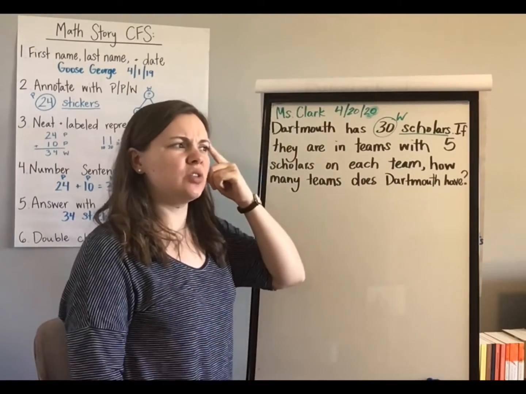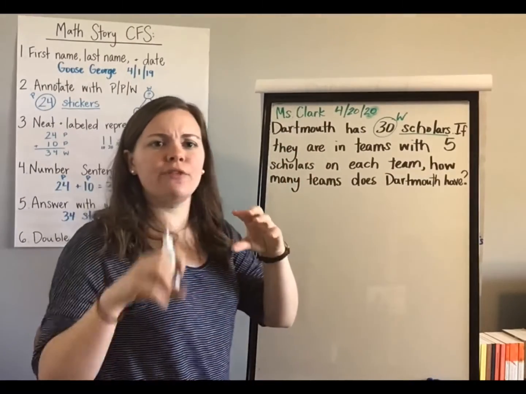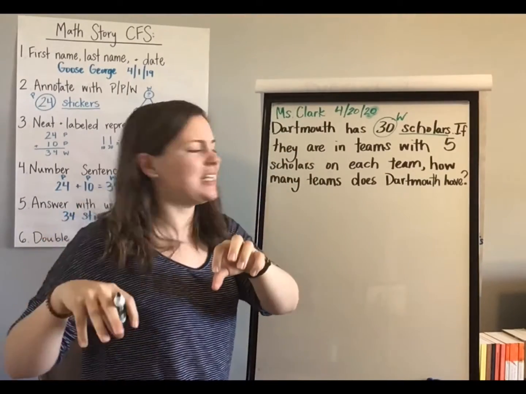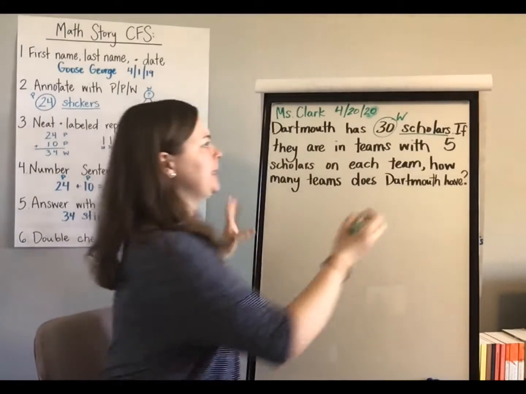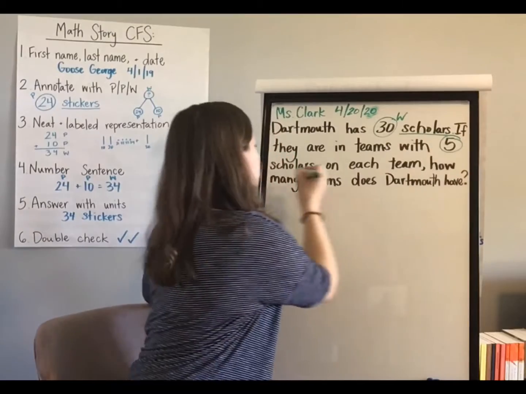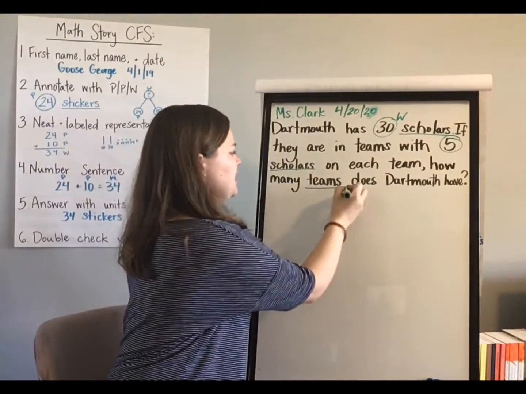What happens to those scholars? Well, they're put into teams with 5 scholars on each team. How many teams does Dartmouth have? So there are 5 scholars on each team, but now I'm looking for the number of teams.